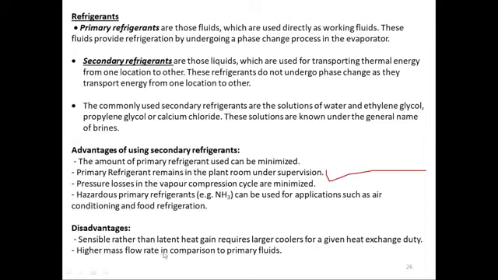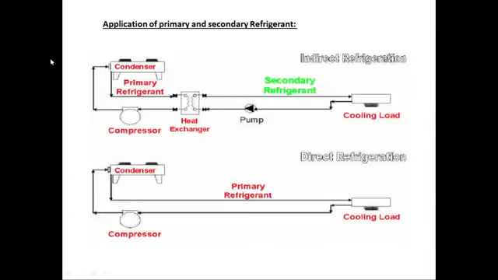Larger mass flow rate will be required. So moving on, these are the two circuits that explain how the primary and the secondary refrigerants are used. In the first circuit, we are using a secondary refrigerant. The primary refrigerant is basically cooling this chiller. The primary refrigerant is coming up to this heat exchanger, and in the heat exchanger we have the secondary refrigerant circulating.